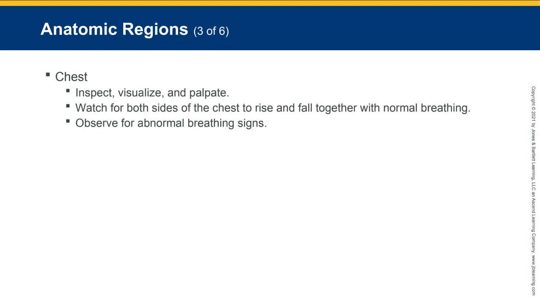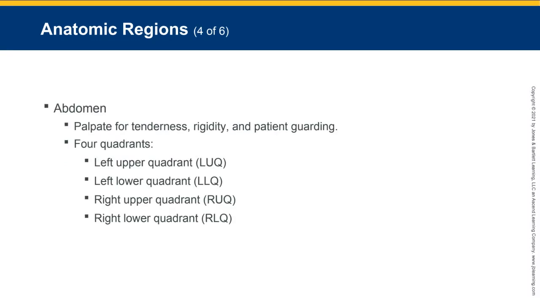For the chest, inspect, visualize, and palpate. Watch for both sides of the chest to rise and fall together with normal breathing. Observe for abnormal breathing signs. For the abdomen, palpate for tenderness, rigidity, and patient guarding. Use your 4 quadrants: left upper, left lower, right upper, right lower. And you always compare left to right or right to left. Always compare bilaterally.